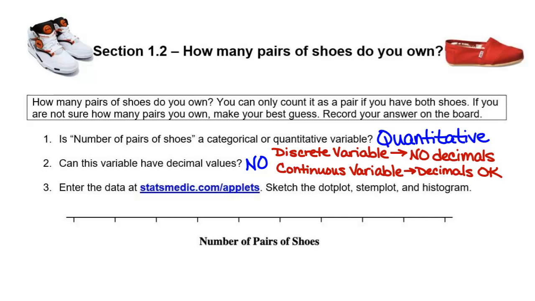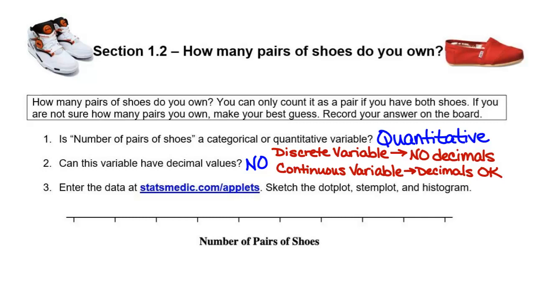But running time in the Olympics 100-meter dash, that would be a continuous variable because they don't just measure it down to the second. They don't even just measure it down to the millisecond. They've got that stopwatch running with nanoseconds on there. So it can take on any possible value. There's no values that you would say, no, that doesn't make any sense.